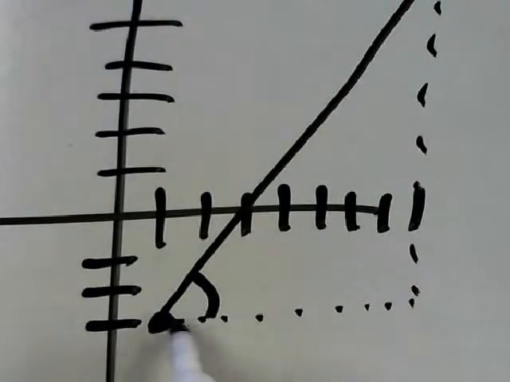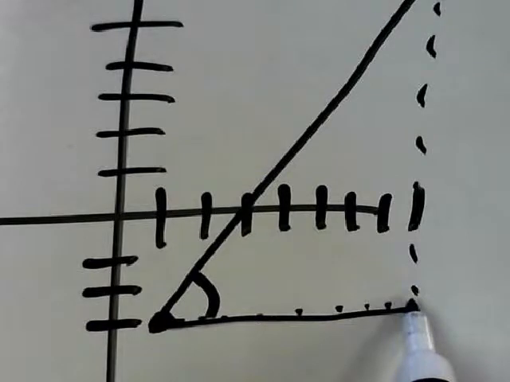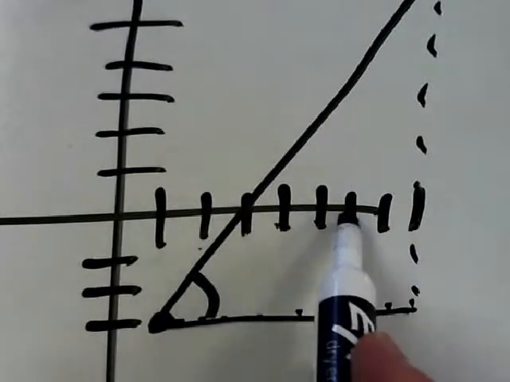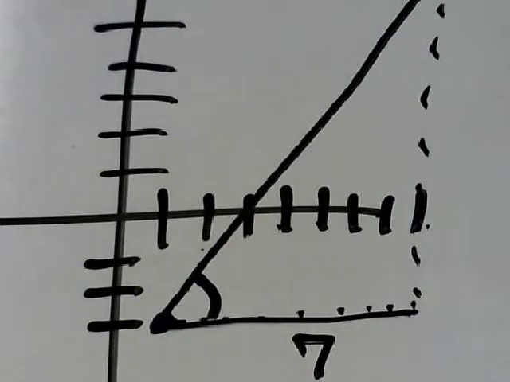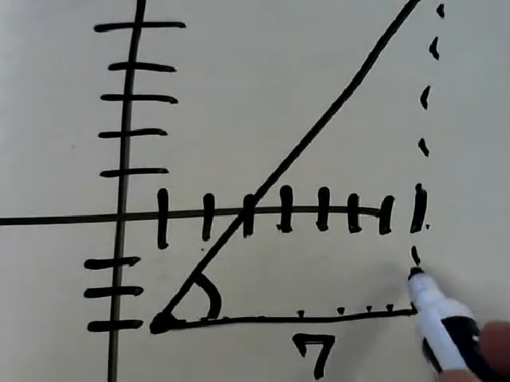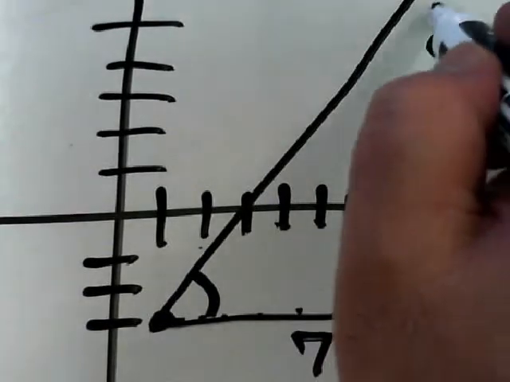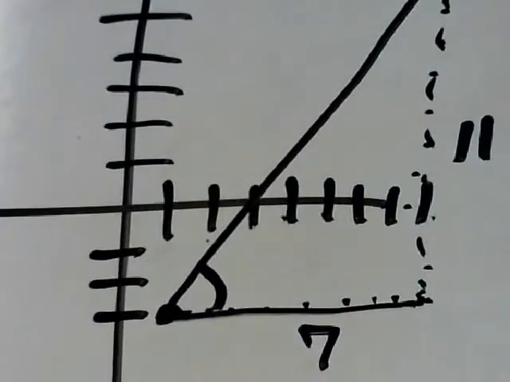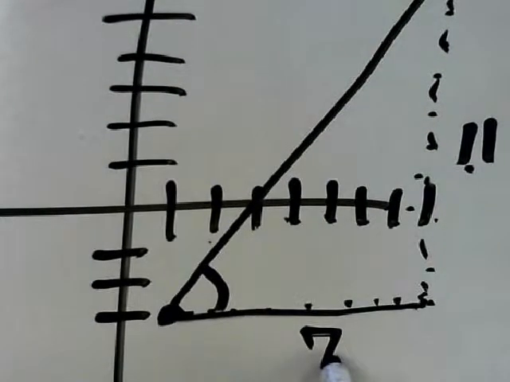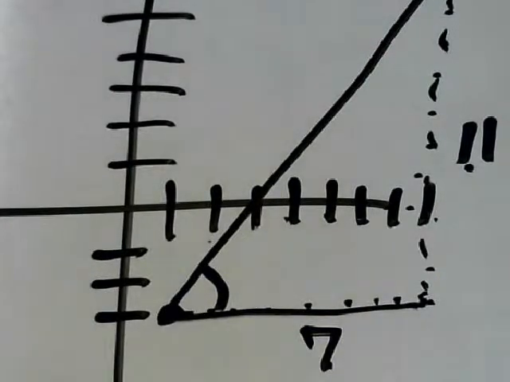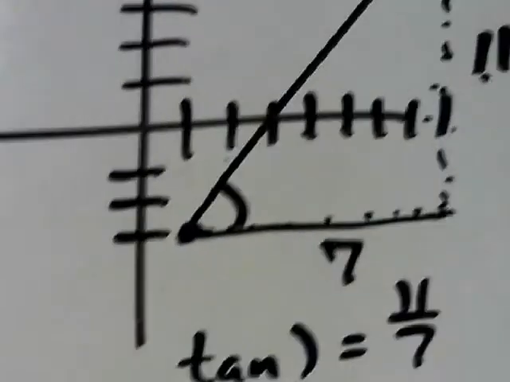Because you can find the distance here by counting. 1, 2, 3, 4, 5, 6, 7. And I can find this by 1, 2, 3, 4, 5, 6, 7, 8, 9, 10, 11. Kind of cool. What would I use? This is opposite, this is adjacent, isn't it? Tangent. So I probably use the tangent of the angle is going to be 11/7. And do that work from there.